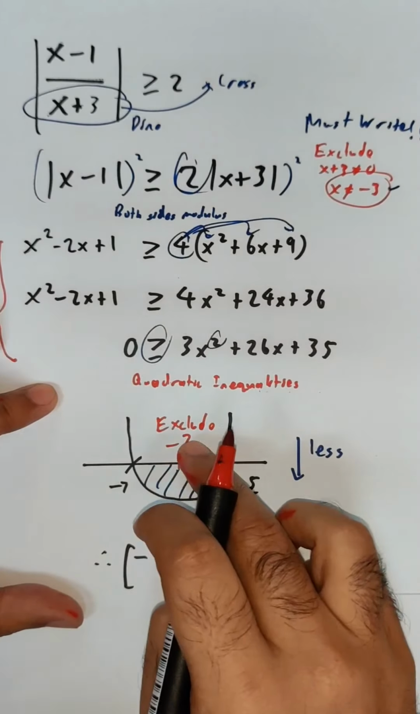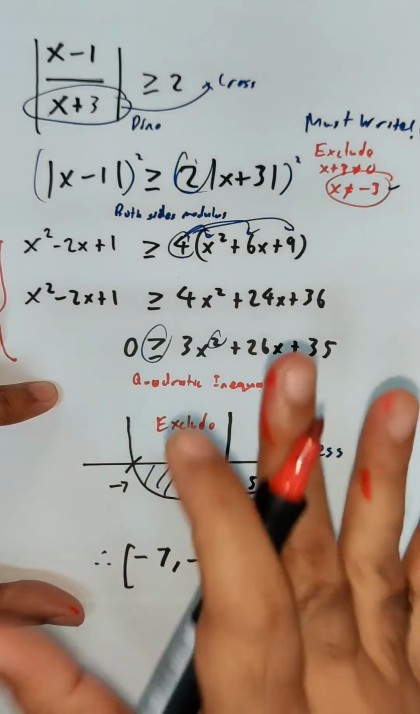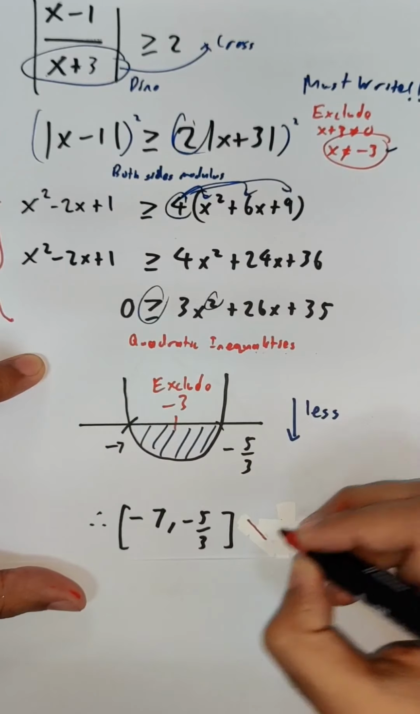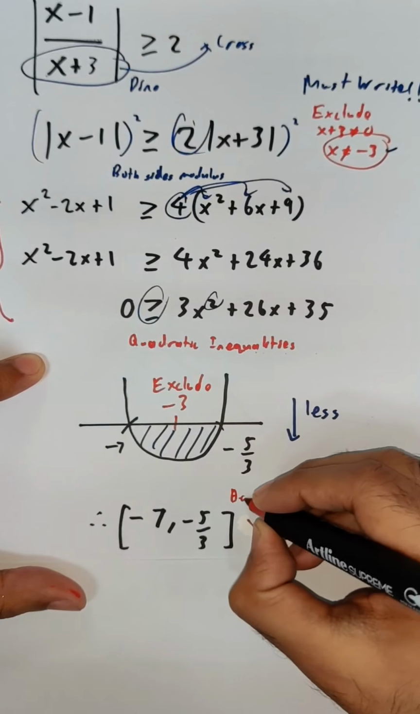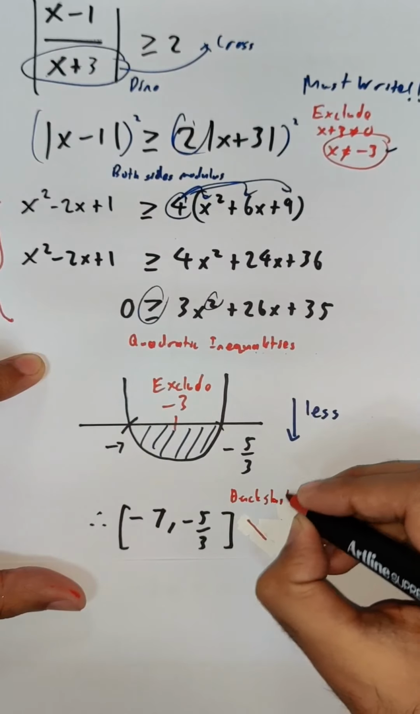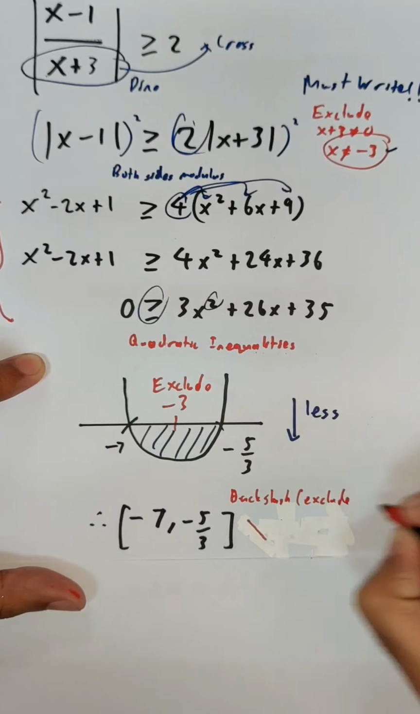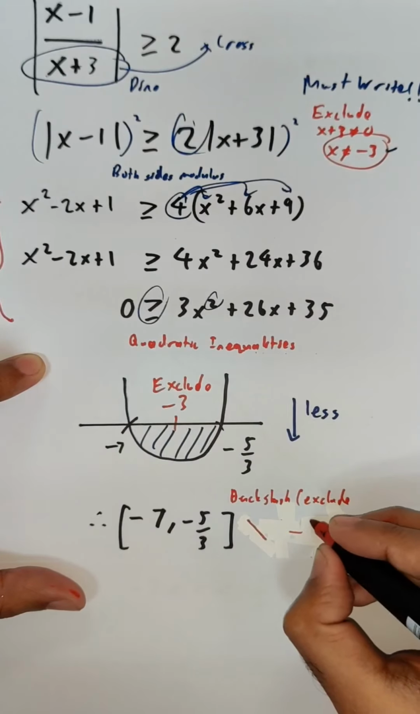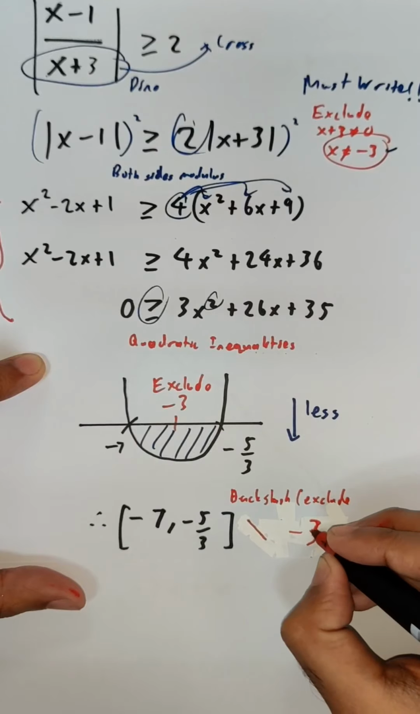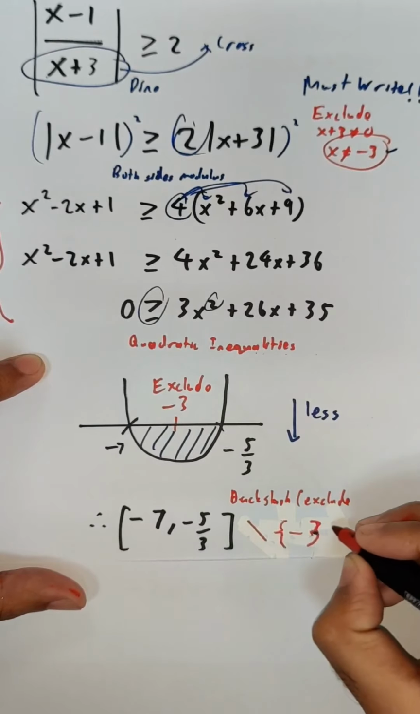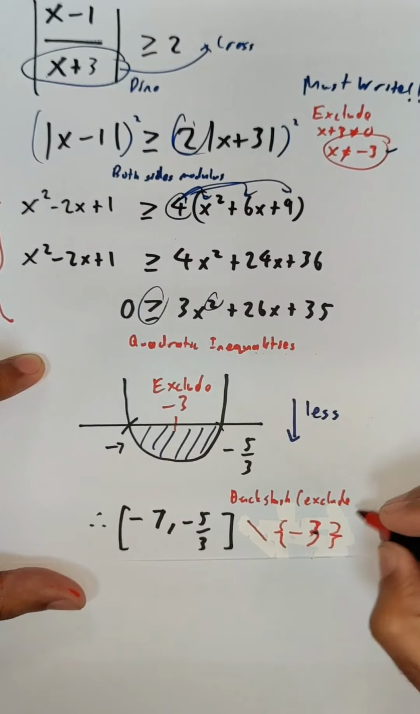But since there's an exclusion of negative 3, do these steps. Look very carefully, this is something new for you. Firstly, you write a backslash. You don't have to write this commentary, the backslash, because it means exclude. You want to exclude what? You want to exclude the negative 3. And do take note, we want to exclude just negative 3 without anything else. So what should we do? We use a curly bracket, because a curly bracket means a set containing just that particular number.